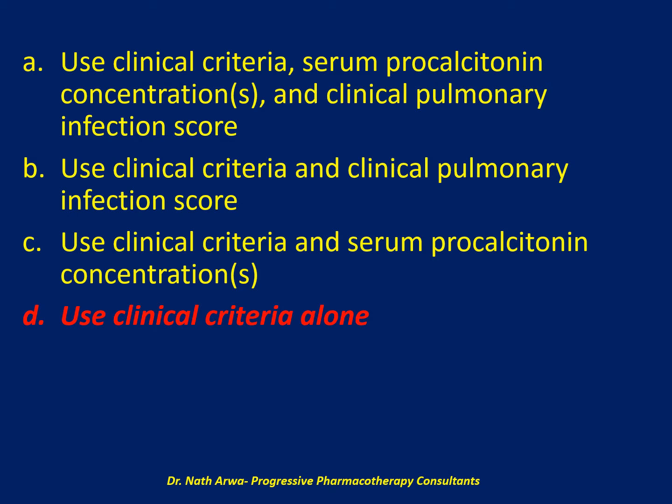Now, biomarkers such as procalcitonin and the clinical pulmonary infection score lack clinical outcomes data demonstrating their efficacy and safety in diagnosing nosocomial pneumonia, and have sensitivity and specificity below the 90% threshold set by the expert panel for recommended use in diagnosing both VAP and HAP. And that makes choices B, C, and A incorrect, in my opinion.